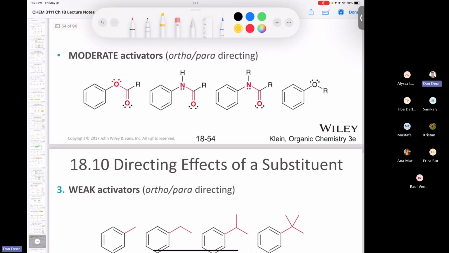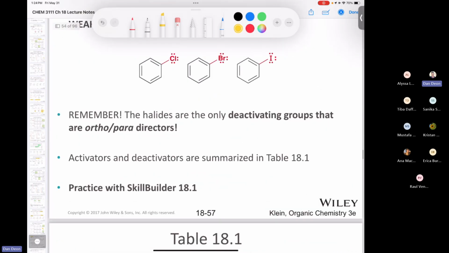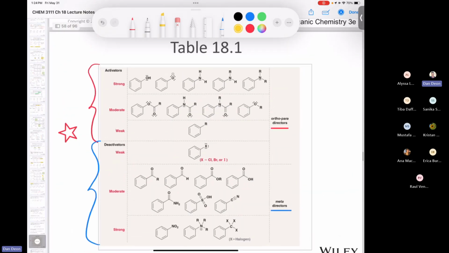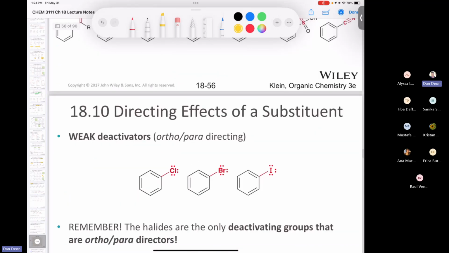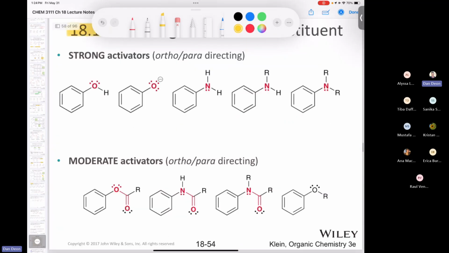And what I'm going to tell you in the end is, after I go through all this information, you have to kind of know table 18.1. But you're not just going to stare at the wall and try to memorize this. There is a rationale to all of it. So my job right now is to walk you through all the rationale of the activating groups and the deactivating groups and explain why they are what they are to you the best I can.